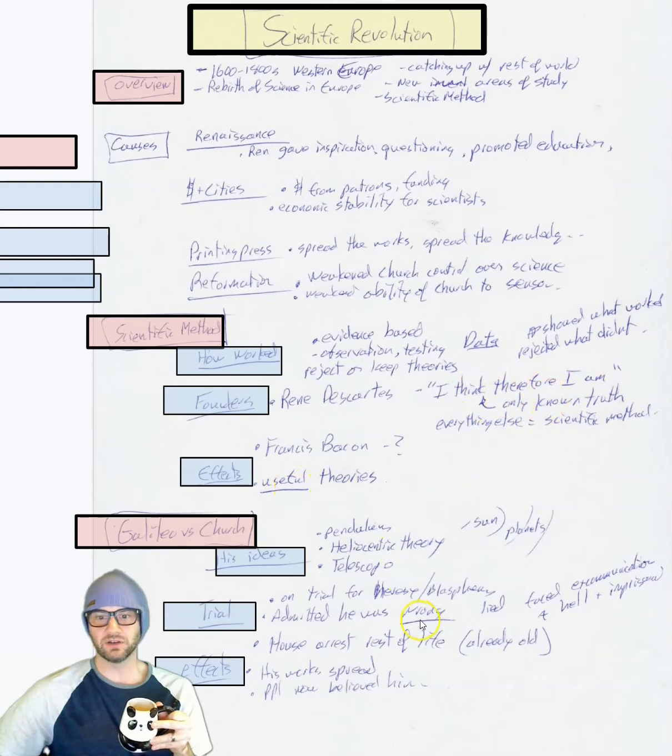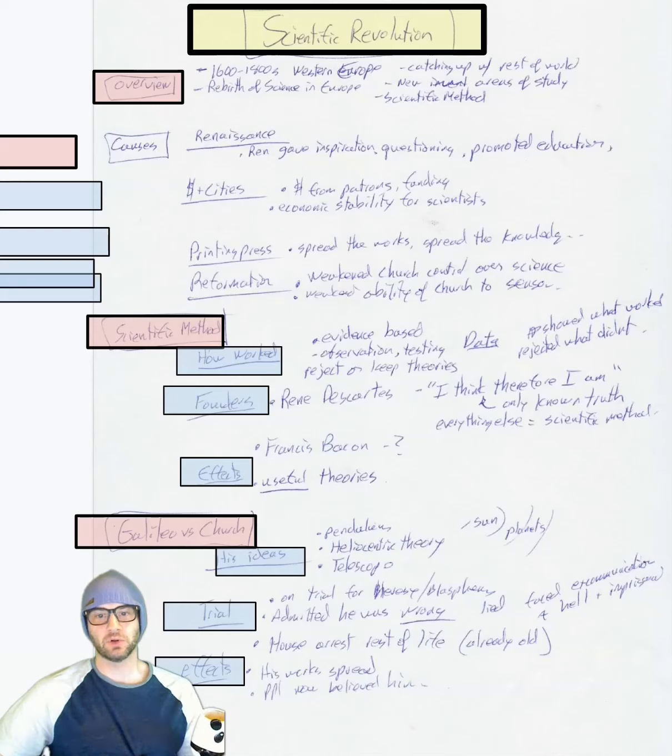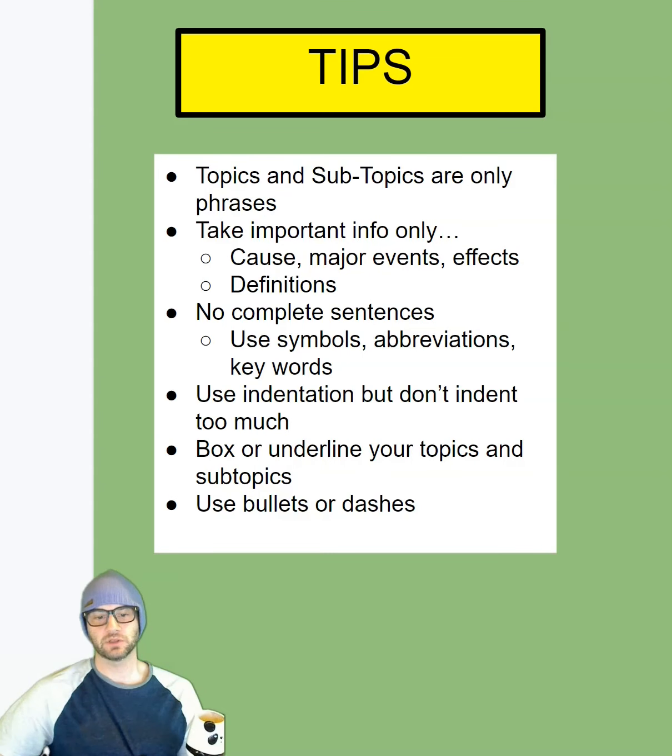I can underline in the notes if I think it's super important. You know, how does the scientific method work? Data, underlined. Trial, Galileo admitted he was wrong, underlined, because I'm really accentuating that. So I use those little tricks too. Bullets, dashes, arrows, underlines. And so there's your overall format, the easiest format to make notes with, a real world example and a few tips. Thanks for watching.